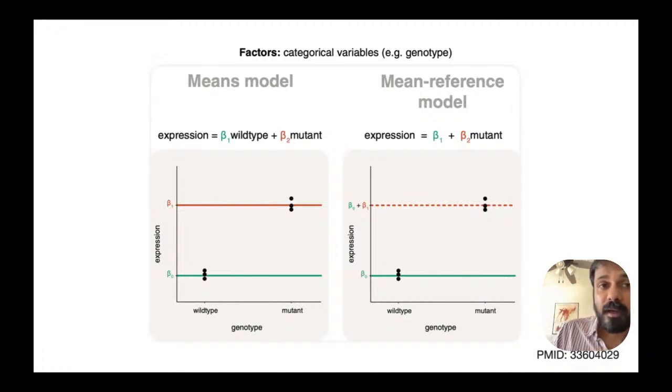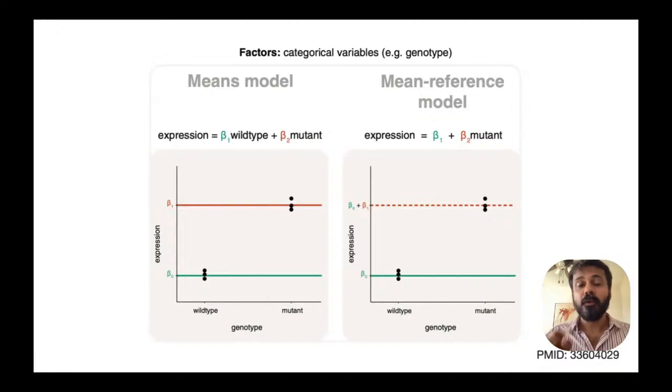An alternative way of constructing a model is to do one without an intercept. And I'll show you what that means when I run the code. When you do it without the intercept, again, you get a model with two parameters. Again, beta 1 and beta 2, but they mean something different. So that's the means model here. Expression is equal to beta 1 times wild type plus beta 2 times mutant. Beta 1 still means the same thing. It's the mean expression of the gene in wild type.